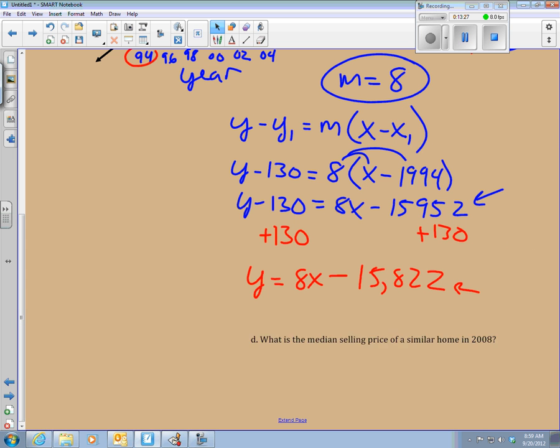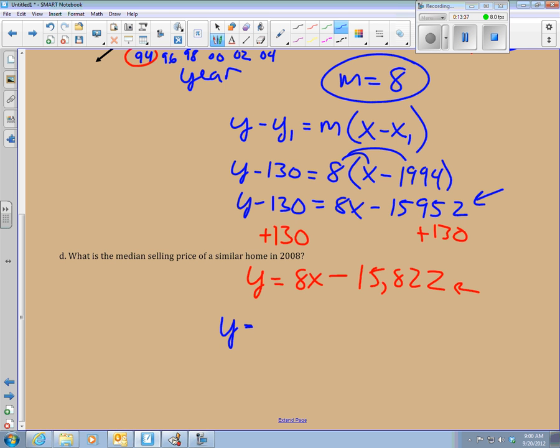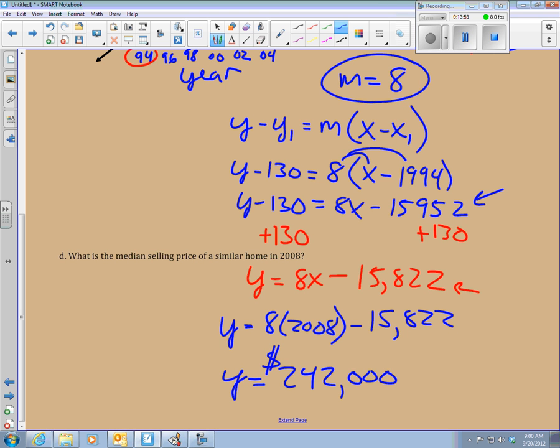And we want to predict this. What is the median selling price of a similar house in 2008? Well, it's going to be worth y money equals 8 times 2008 minus the 15,822. And you work this out, you should come up with 242. But really, it's per 1,000, so that's $242,000 will be the median selling price in 2008.